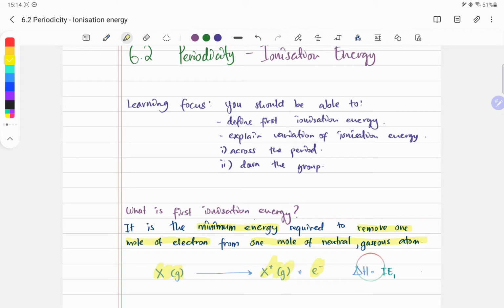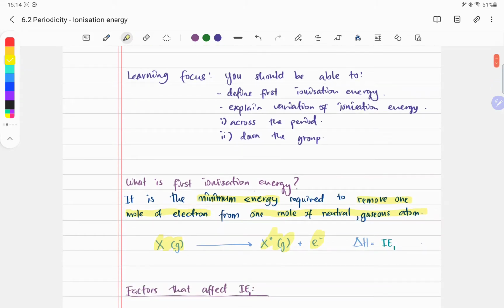Delta H is the energy. Okay, and the value for IE is always positive. First IE is always positive, because positive shows that it requires energy, it will absorb energy to remove the electron.